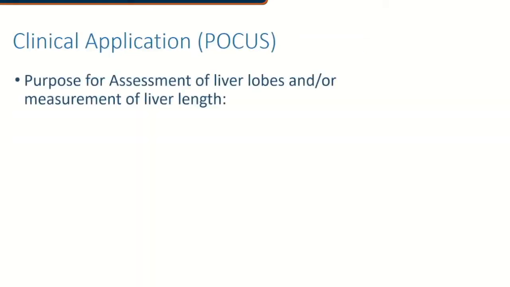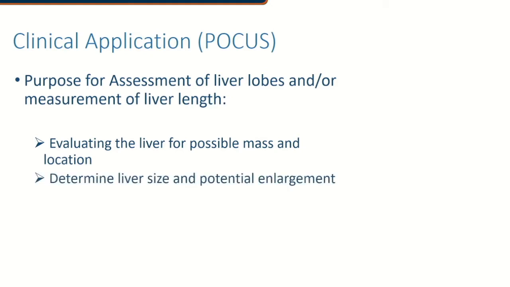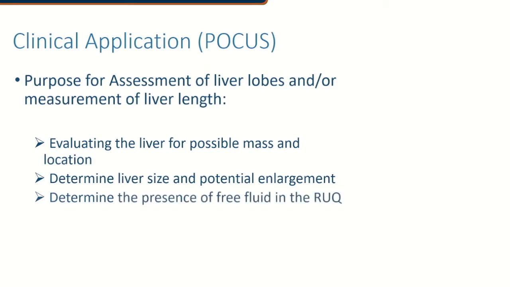The purpose of a focused assessment of the liver is to evaluate liver parenchyma to determine if there is a potential mass present, to determine the size. Specifically, we're going to focus on the length of the liver and potential hepatomegaly. We will be able to determine the presence of free fluid in the right upper quadrant, and we should be able to assess the gallbladder in most patients to see if there are gallstones present.